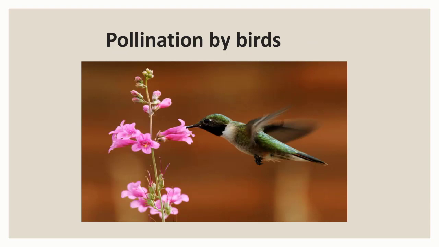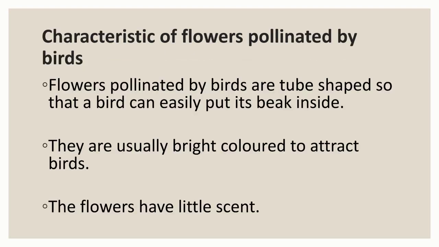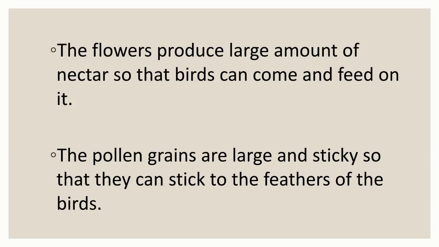Bird pollination is the pollination of flowering plants by birds. The characteristics of flowers pollinated by birds are as follows. Flowers pollinated by birds are tube-shaped so that a bird can easily put its beak inside. They are usually bright colored to attract birds. The flowers have little scent.